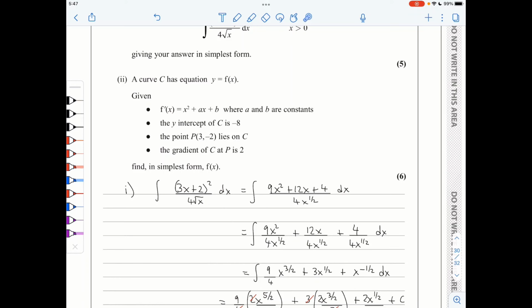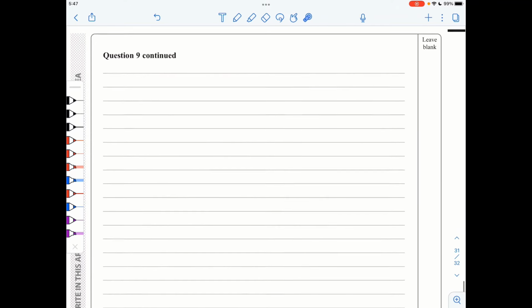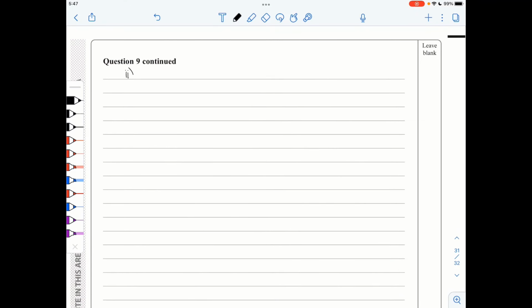In part ii, we have an equation y is f of x, and we are being given the form for the derivative. It's x squared plus ax plus b. We know that the y-intercept is -8. We know that the point (3, -2) lies on C, and the gradient of C at P is 2. And we need to find in its simplest form the expression for f of x. I will actually start by integrating to find an expression for f of x. So f of x is the integral of x squared plus ax plus b dx, which is x cubed over 3 plus ax squared over 2 plus bx plus c. We know that the y-intercept is -8, so f of 0 is -8, which means that -8 is simply c.